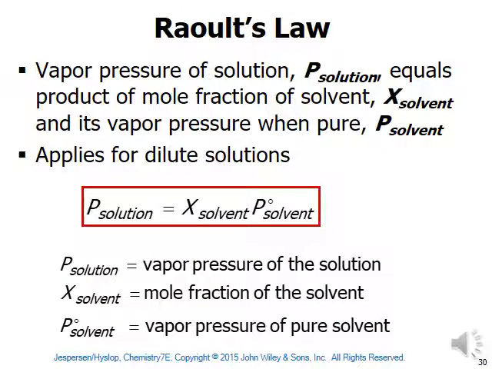The first one's called Raoult's law. It says the vapor pressure of a solution equals the product of the mole fraction of the solvent, X solvent, and its vapor pressure when pure, P solvent. It applies for dilute solutions. So we have this formula here: the vapor pressure of a solution is equal to the mole fraction times the vapor pressure of the solvent.